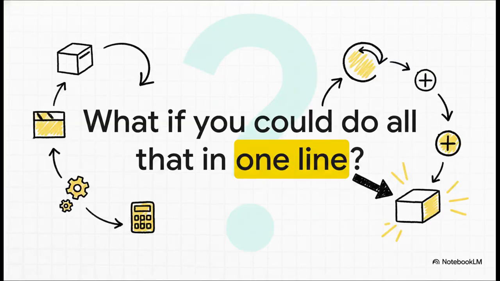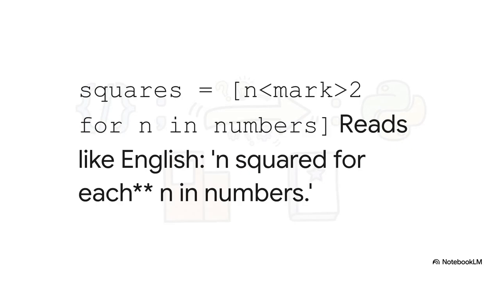But what if I told you that you could express that entire idea, creating the new list, looping through the old one, doing the calculation, and adding the results? What if you could do all of that in a single, elegant, readable line of code? And boom! This is it. This is the Pythonic way. It's called a list comprehension. And just look at how it reads, almost like plain English. My squares list is n squared. That double asterisk means to the power of, for every n in my numbers list. It's compact, it's expressive, and it is just so powerful.